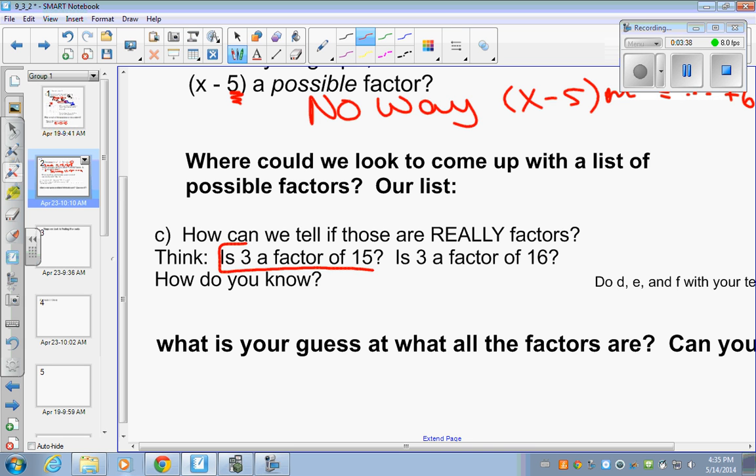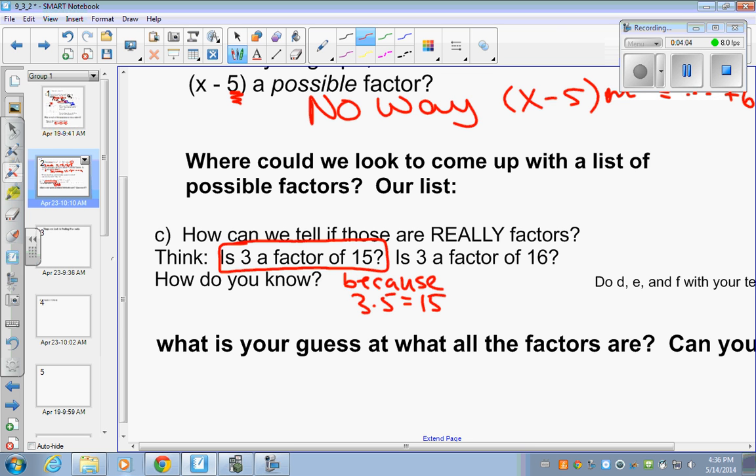So let's think about how we do this normally if we have integers. Talk to your partner and tell them, is 3 a factor of 15? And if it is, tell them how you know that. Good. If you answered yes, it is, and I know that because 3 times 5 is 15, then you got it right. How about 16?